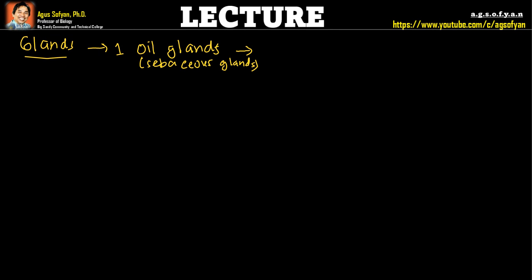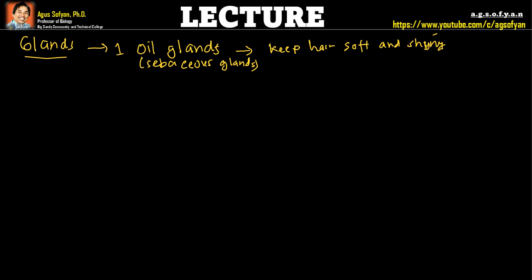The scientific name for oil gland is sebaceous gland. Okay. And the function is to keep hair soft and shiny. Okay. That's the oil gland.